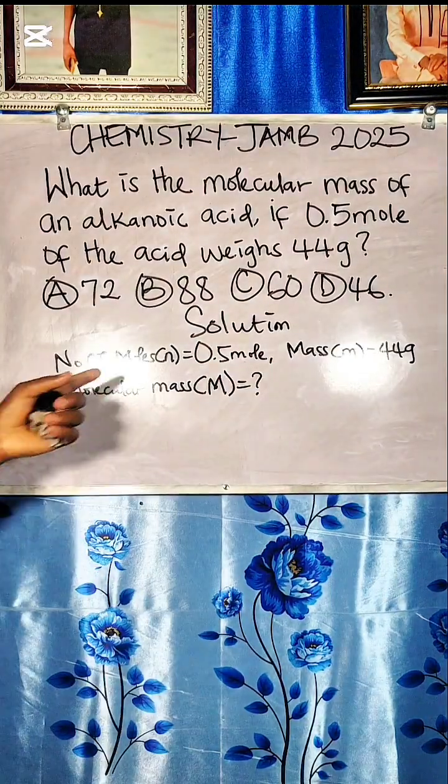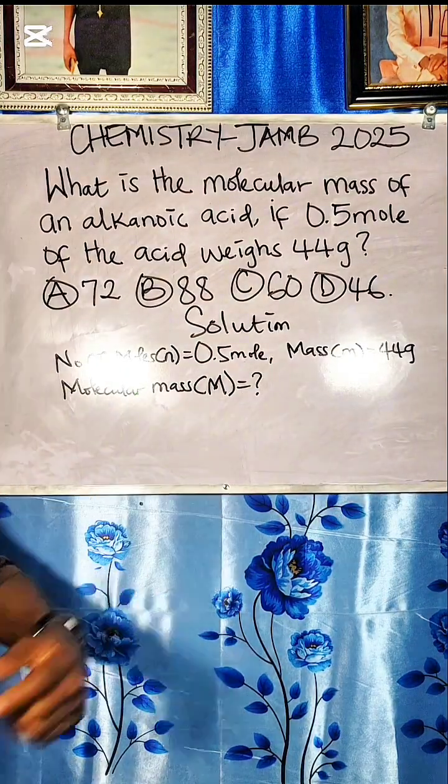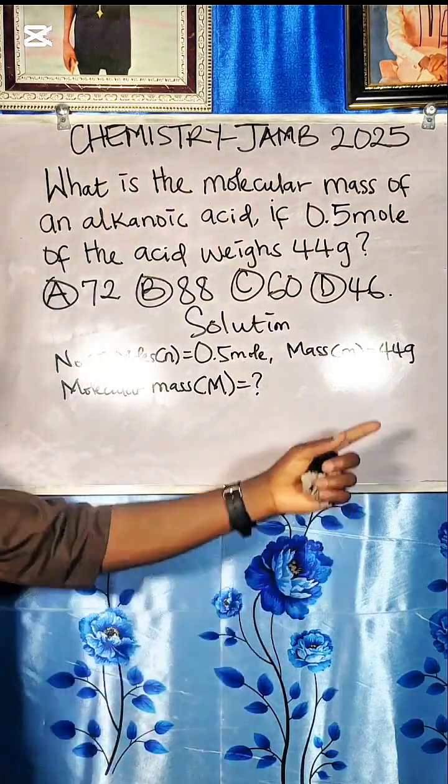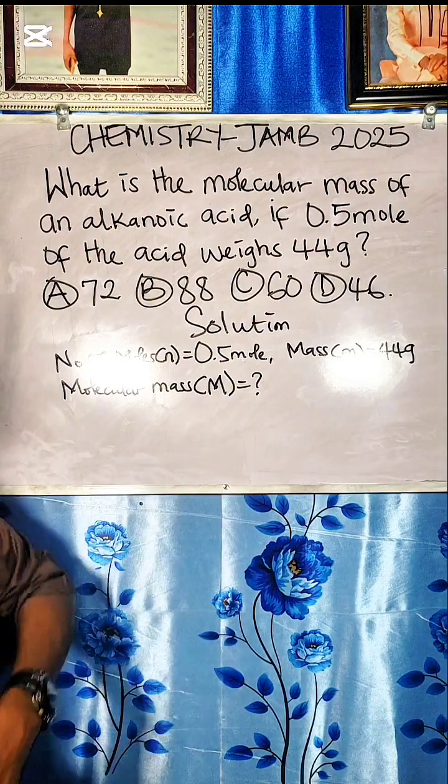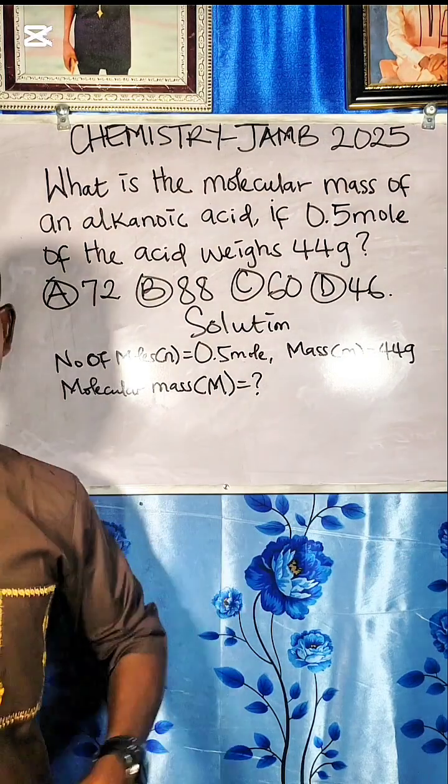Okay, so far so good. We have the number of moles of the alkanoic acid to be 0.5 mole, and of course the mass of the alkanoic acid to be 44 grams. So we're looking for the molecular mass. Recall that number of moles is equal to mass divided by the molar mass.